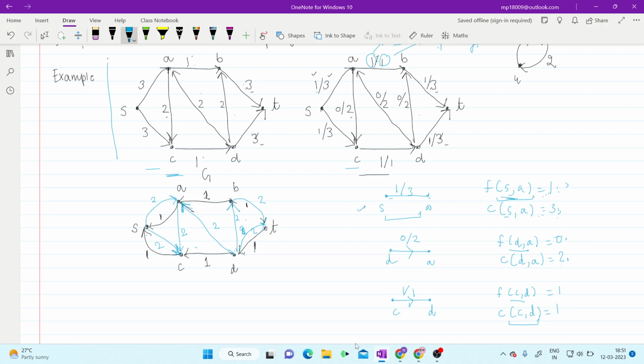Now I have shown you this for 3 edges. If you do this for every edge in this graph, adding 1 or 2 edges depending on these two conditions, then what you get is the residual flow. Now is it clear what is residual flow?